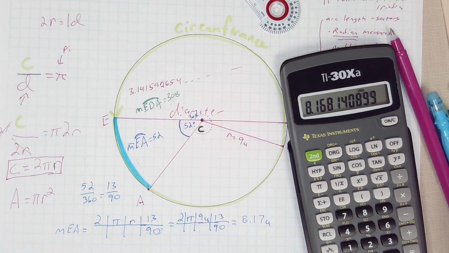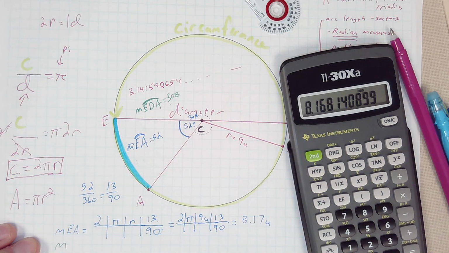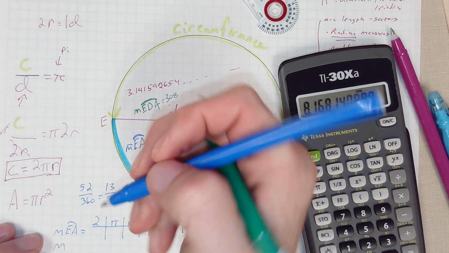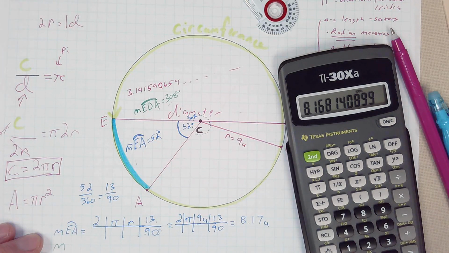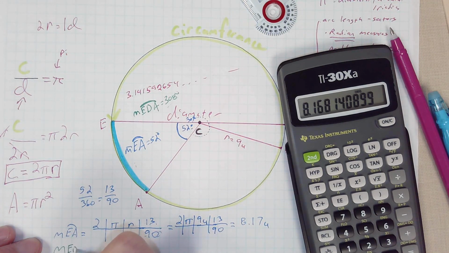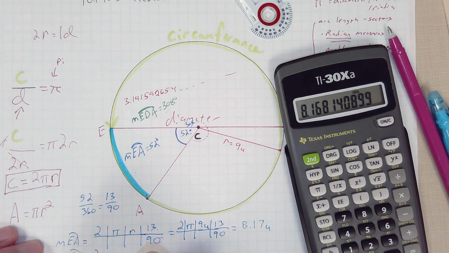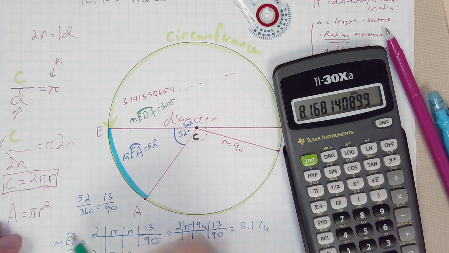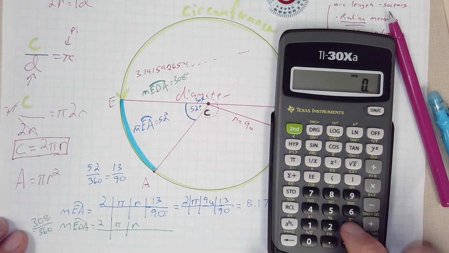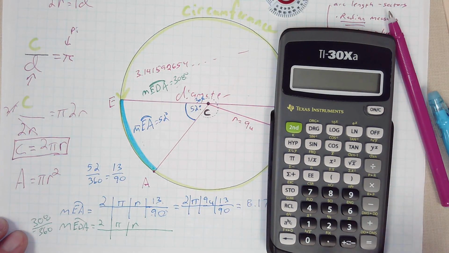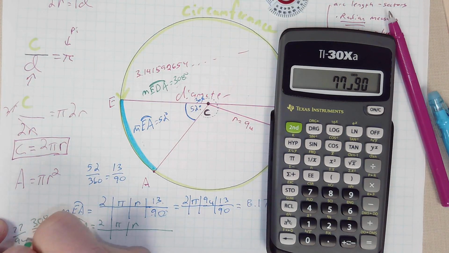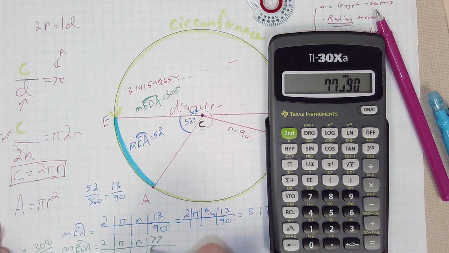What is the measure of arc length EDA? It's going to be equal to 2 times pi times r, times 308 divided by 360. 308 divided by 360 reduces to 77/90. So that's 77 over 90.